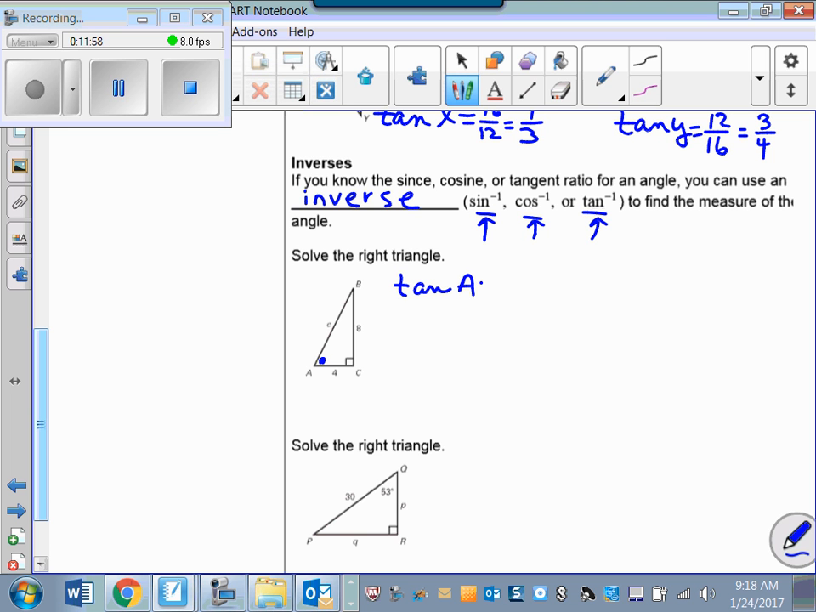Tangent of A is side opposite over side adjacent. So the tangent of A is 2. All right, here's how we use our inverse. We say the inverse tangent of this number here, 2, equals the measure of angle A. So let's go to our calculator.